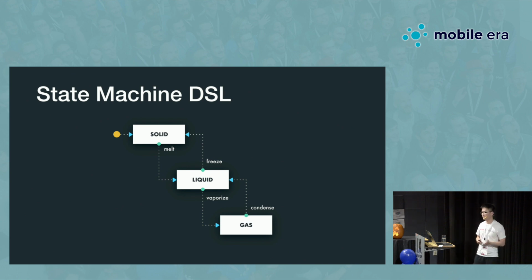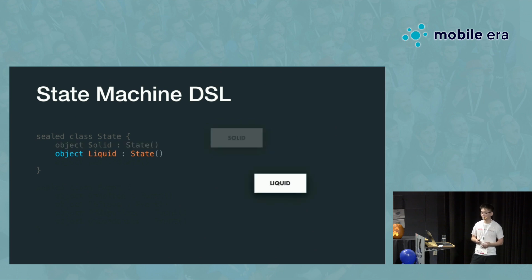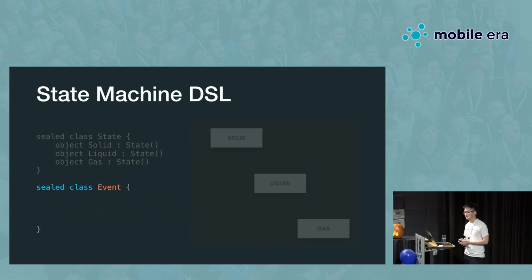This diagram represents a water state machine. We all know that water has 3 states, solid, liquid, and gas, and there are 4 possible transitions between these states. Let's model this state machine in Kotlin. We can use a sealed class to represent the states, and a sealed class to represent each event that triggers the transition.